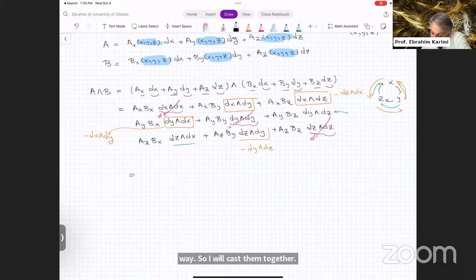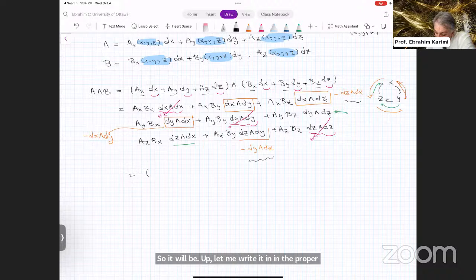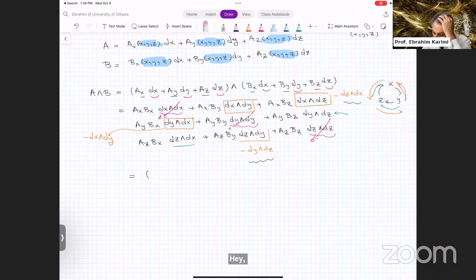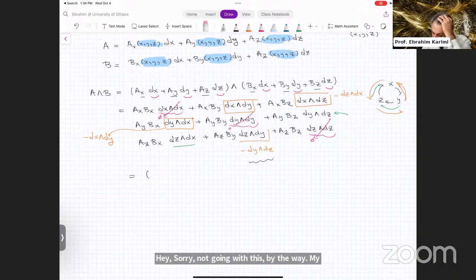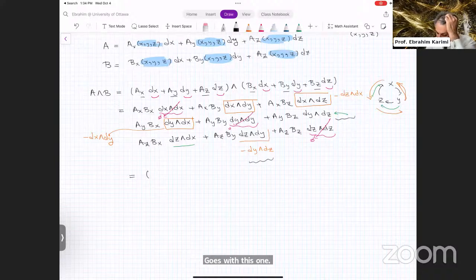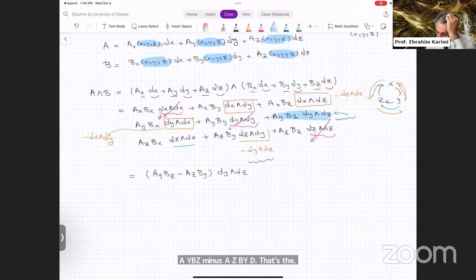So this term will go with this term. Let me write it in a proper way. Sorry, not going with this term, by the way. My apologies. It goes with this one. So it will be ay bz minus az by, dy dz. That's this term and this term.